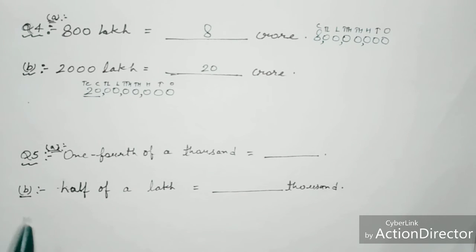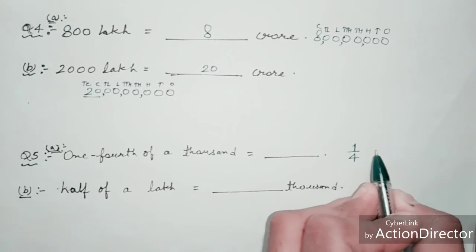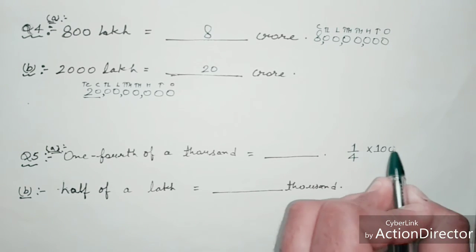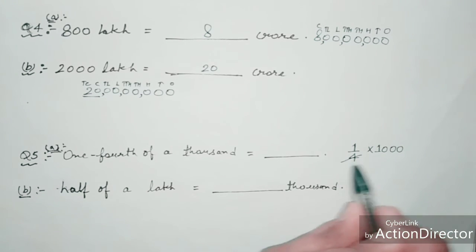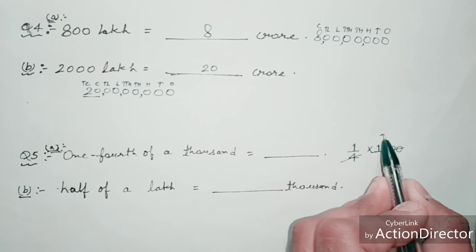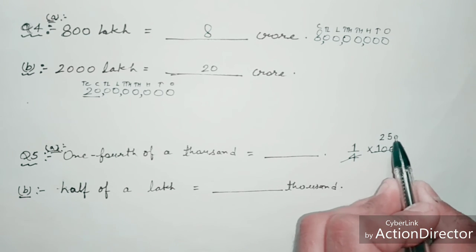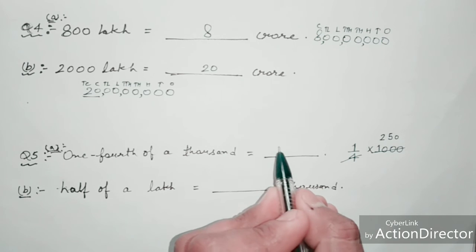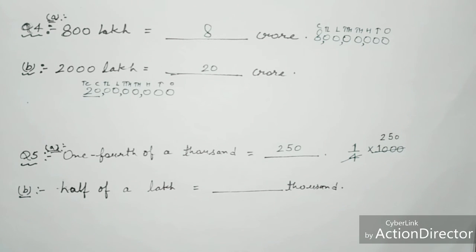Now example number 5. 1/4 of 1,000. So we find 1/4 of 1,000. So we divide 1,000 by 4. 4 2s are 8 and 4 5s are 20, so 250. So 1/4 of 1,000 equal to 250.